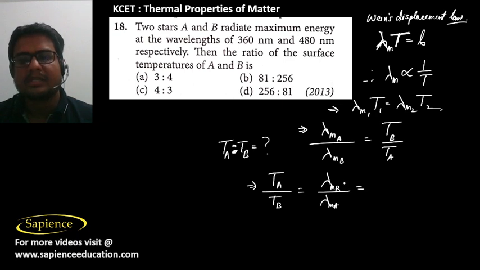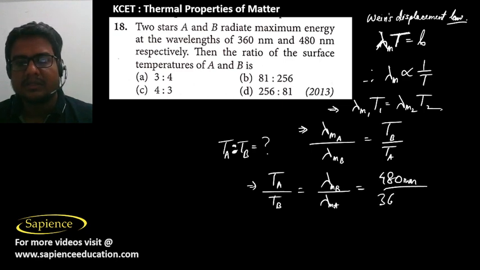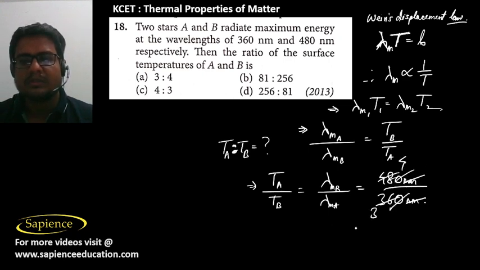So the wavelength of maximum intensity of radiation from star B, that is 480 nanometer, divided by the wavelength of maximum intensity for star A, that is 360 nanometer. If we cancel these, 0 0 will cancel, 12 3s are 36, 12 4s are 48. So that is 4 is to 3. Since it is coming 4 by 3, 4 is to 3 is the answer. Option C is the correct answer.